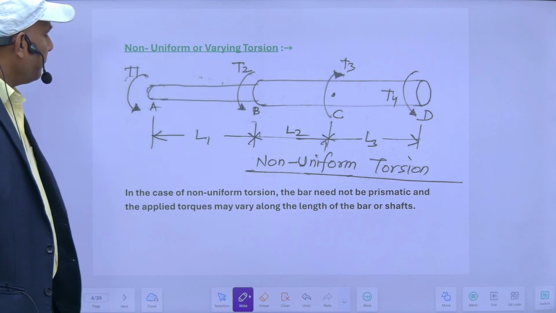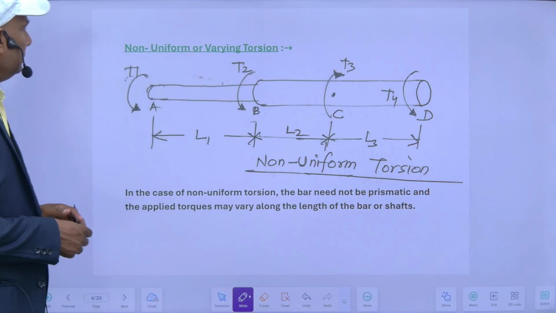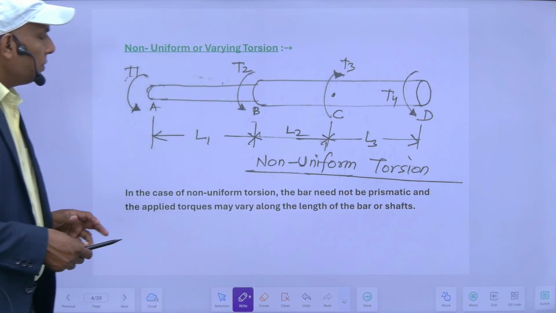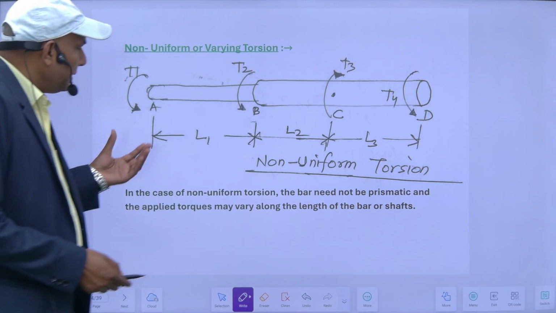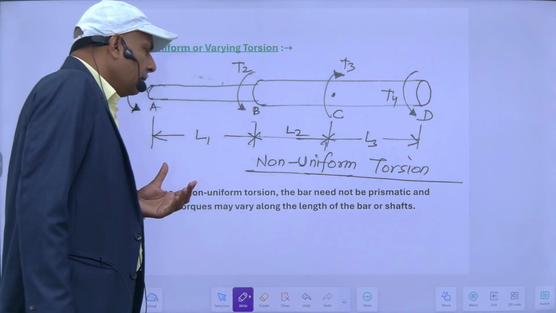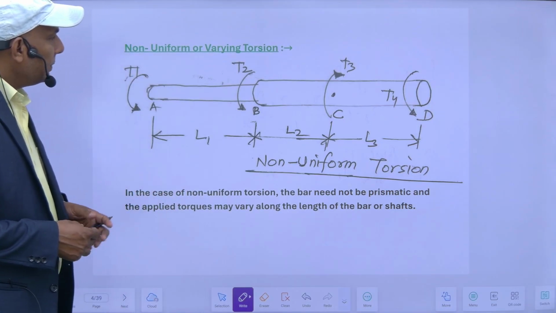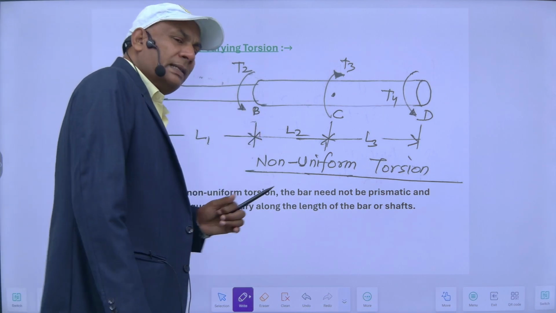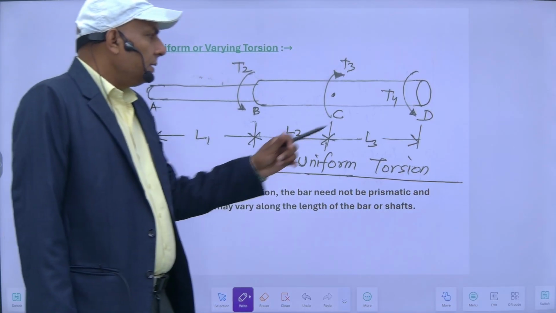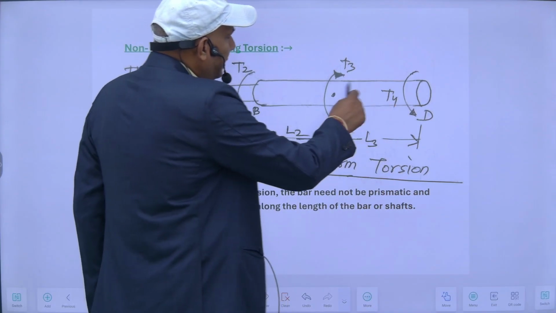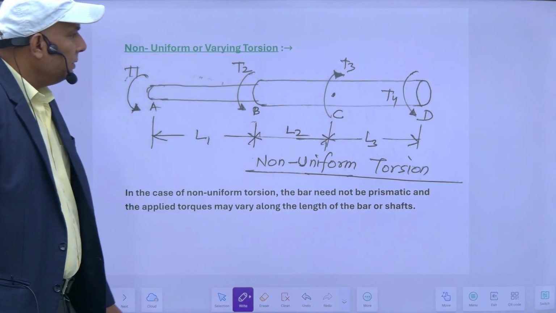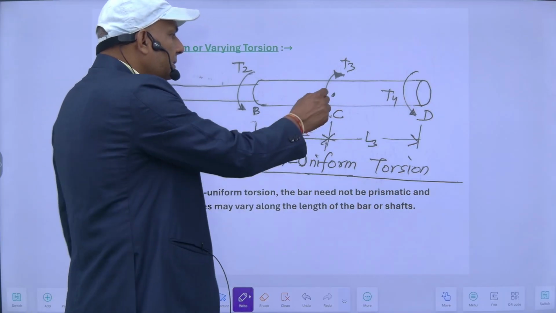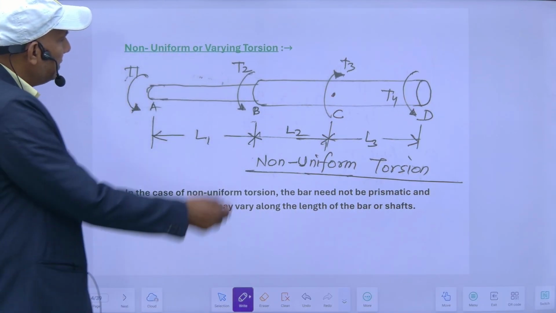So let's come here. This is a non-uniform or varying torsion. Suppose I have this section, I have two shafts, one is AB, another is CD. Both are rigidly connected as they are behaving as a single unit. So here my cross section is also varying and my torsion is also varying. It is T4, T3 and T2, T1. So it is varying: T1, T2, T3 and T4. At this end it is T4, at C it is T3 and here it is T2.